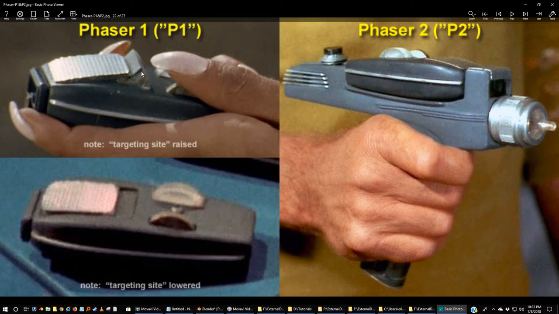And you can see that semi-transparent section has rolled back and the targeter is up. The targeting sight is raised, as it says here. And this shot is from A Private Little War, when Luna has the phaser and she's trying to show it to the enemies of her husband.